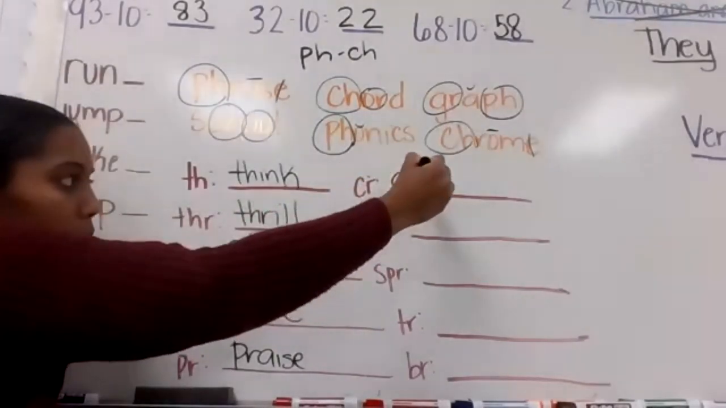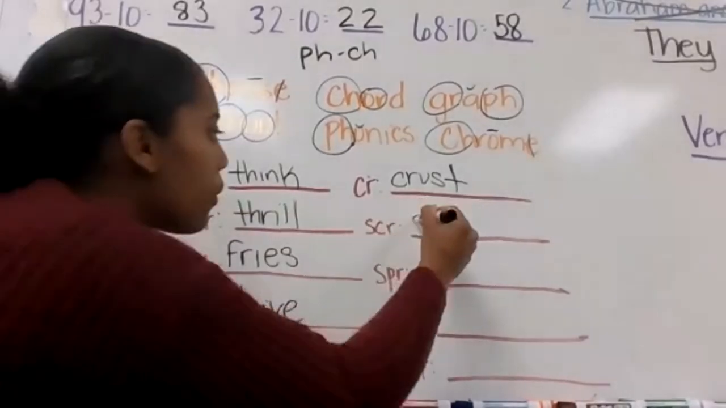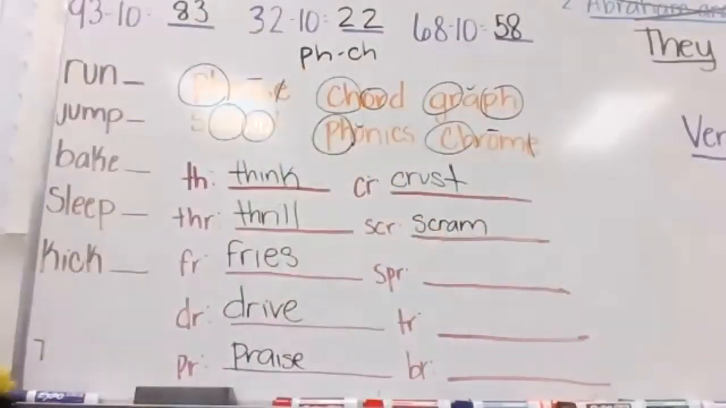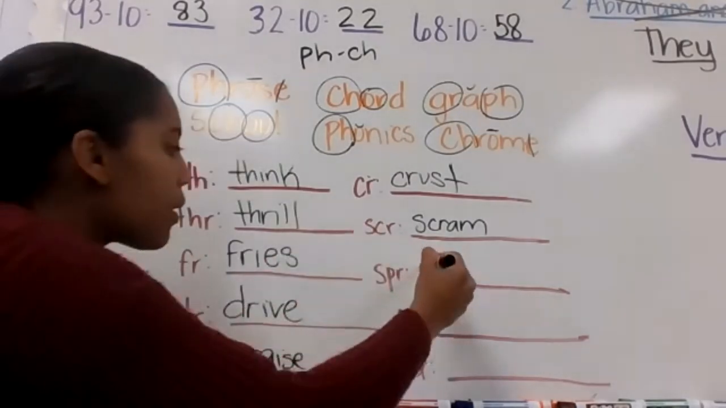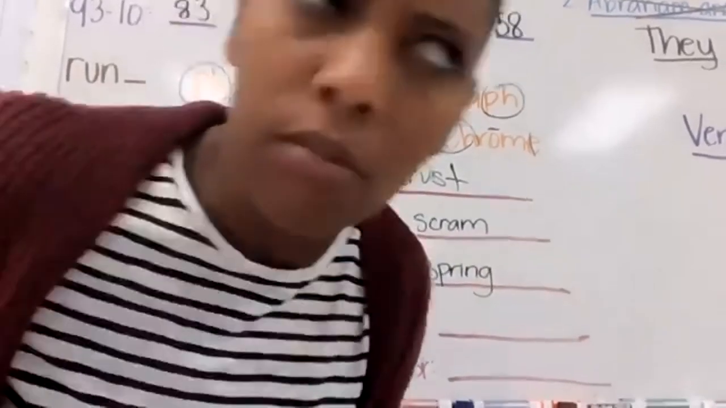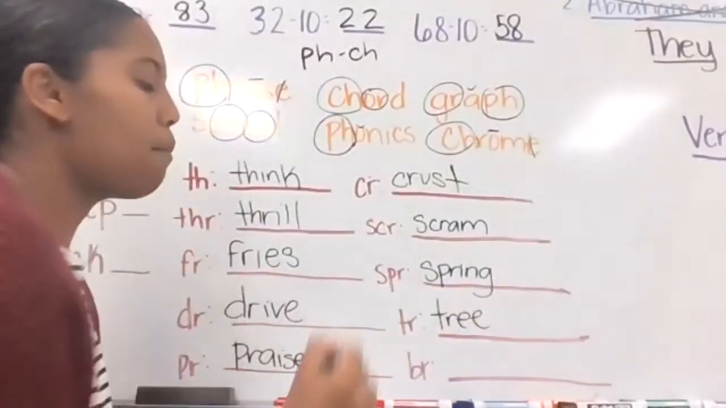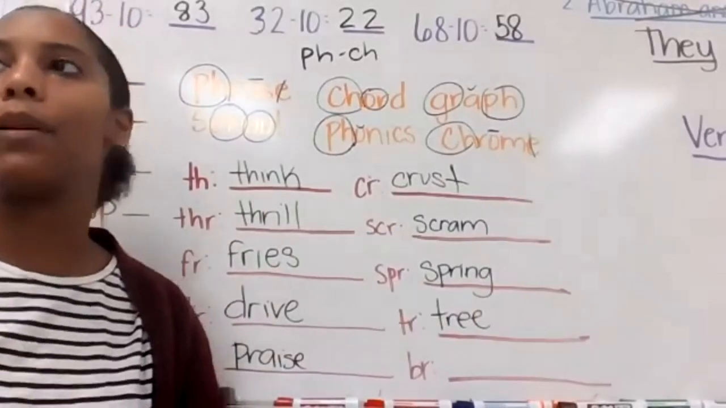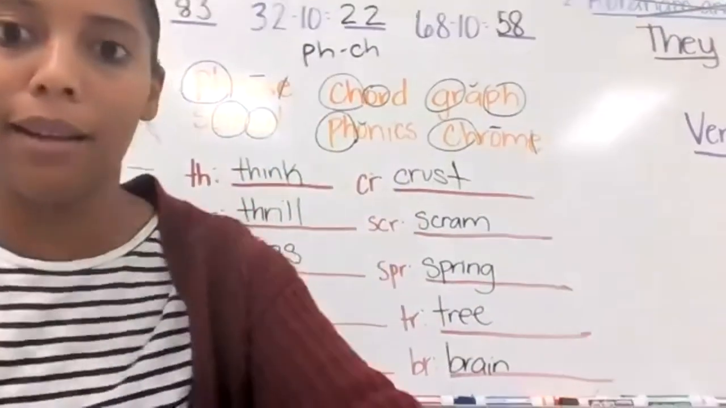Crust. Like pizza crust. S-C-R, skrr, like in scream, scram. Skrr, like in spray, spring, the season that's coming in a month. T-R, trr, like in train, tree. And br, brr, like in bride, brain. Y'all have a brain that we should use every day.